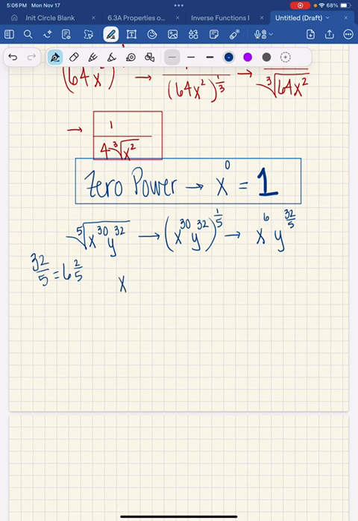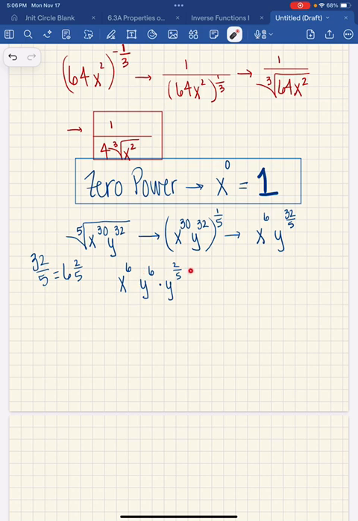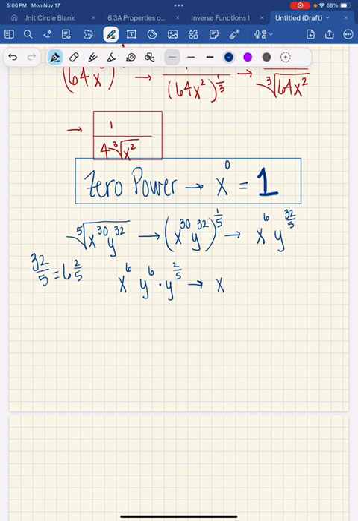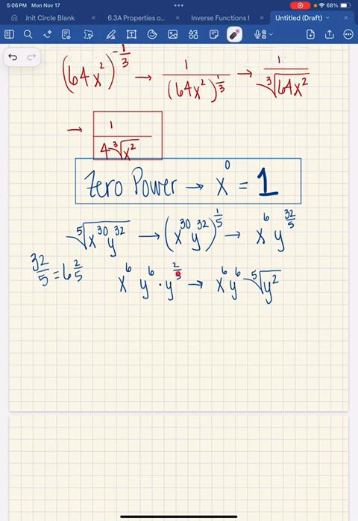So this is going to be x to the 6th, y to the 6th times y to the 2/5. What just happened there? Add exponents. 6 plus 2/5 is 6 and 2/5. This is the same thing as x to the 6th, y to the 6th times the 5th root of y squared. I took it from fraction to root. The denominator 5 is the root. The numerator 2 is the power.